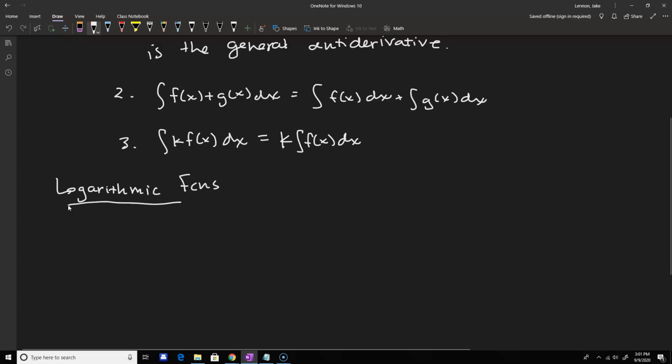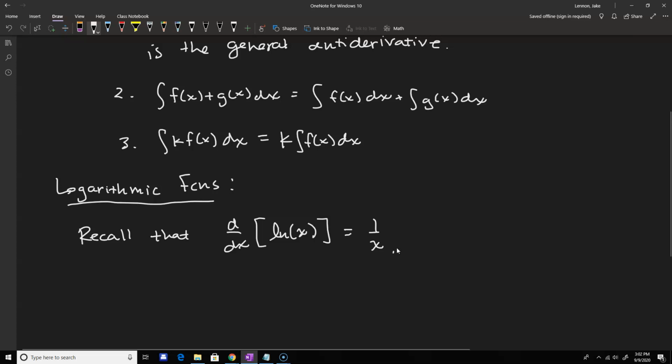So if we recall, we know a derivative formula for the natural log. So recall that the derivative of the natural log of x happens to be 1 over x. So that means, you might guess, well, if we were looking for the general antiderivative of 1 over x, it would be the natural log of x. And that is true, but there is one little thing.